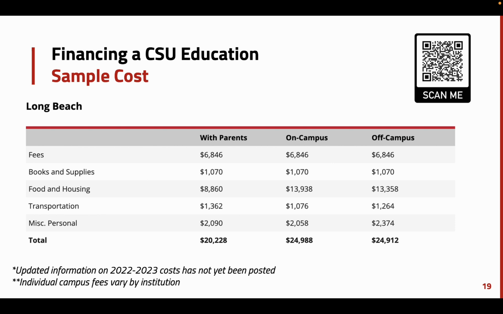And currently they have the 2021-2022 information posted, but the 2022-2023 costs have not yet been updated. So this is not perfect information on the costs, because it can change, but at least it gives you a general idea of the sample costs for the various schools you're considering.